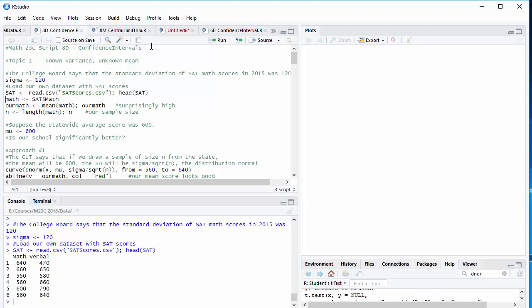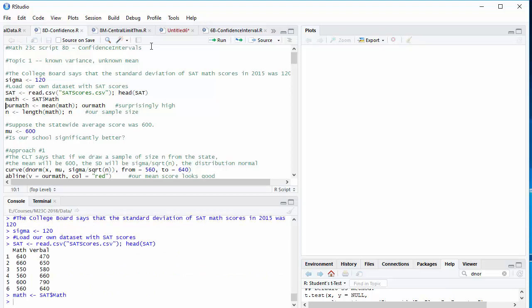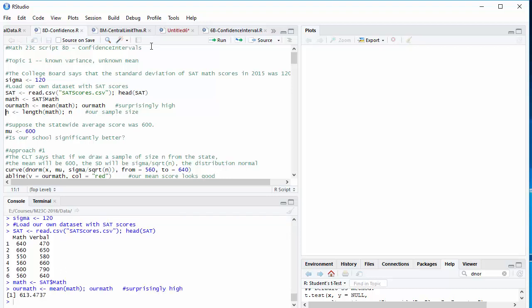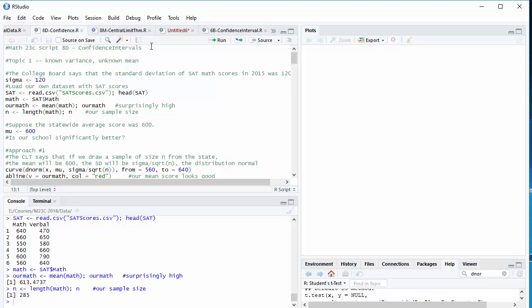This had both math scores and verbal scores. I'll pull the math scores out into a vector and compute the mean SAT math score, 613. Either this is phony data or it came from a mighty good high school. That's a pretty high average. We'll need the length of our sample too, a substantial sample, 285.